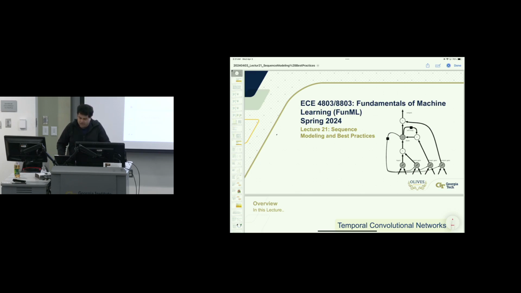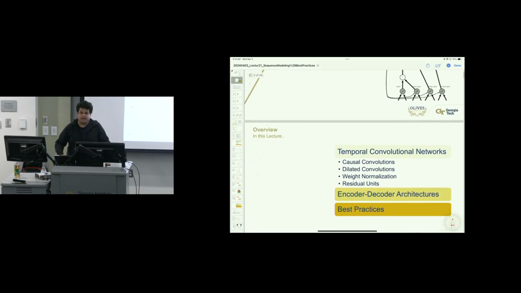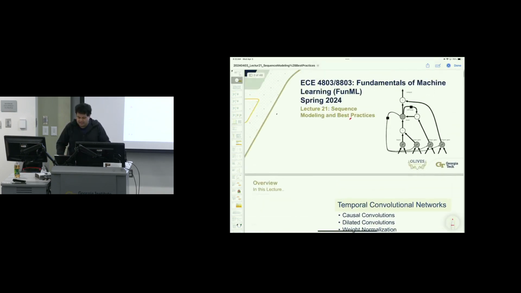So hopefully by the end of this lecture, we'll talk about a few best practices that we can follow when we are training, when we are testing, when we are choosing our architectures, and so on. Again, we'll do that after we complete our sequence modeling architectures.